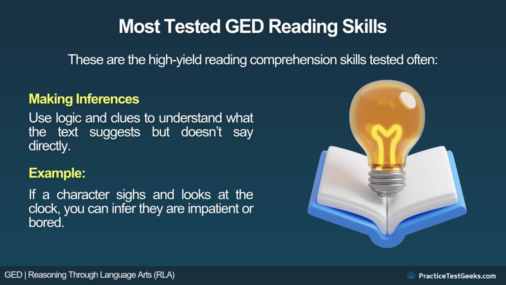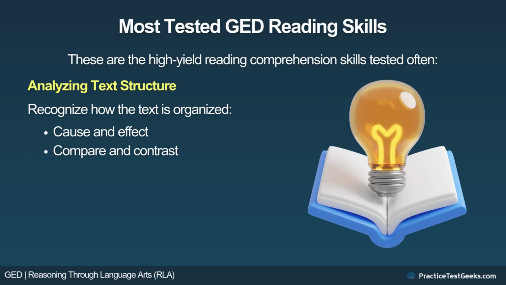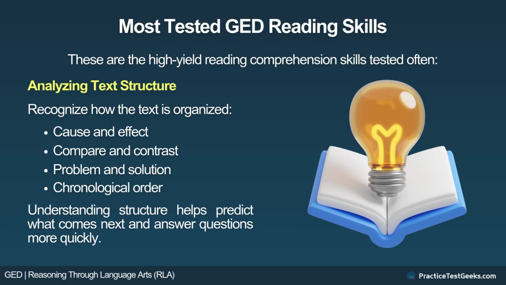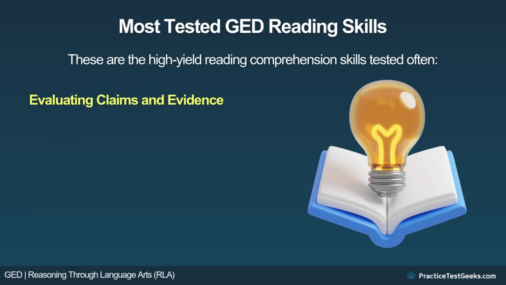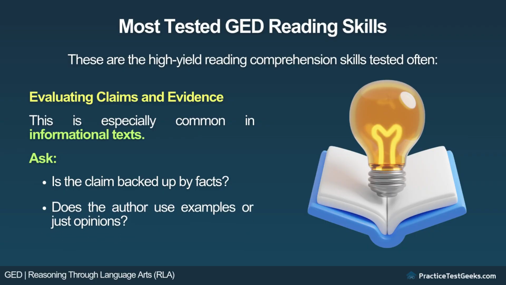In addition, you'll need to be good at analyzing text structure. That means recognizing how a passage is organized. Is it cause and effect, compare and contrast, problem and solution, or just chronological order? Understanding the structure helps you navigate the passage and predict what might come next. Finally, we come to evaluating claims and evidence, especially common in informational texts. Here, ask questions like, is the claim backed up by solid facts? Is the author using real examples or just opinions? These core skills show up again and again, so sharpening them gives you a real edge on test day.